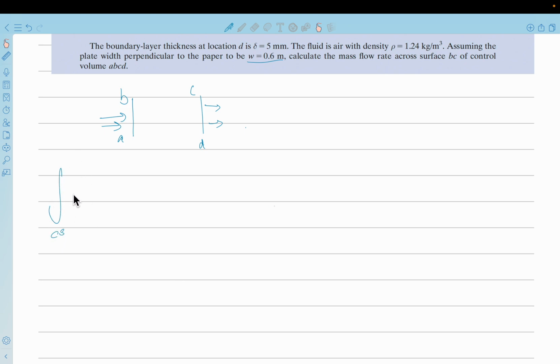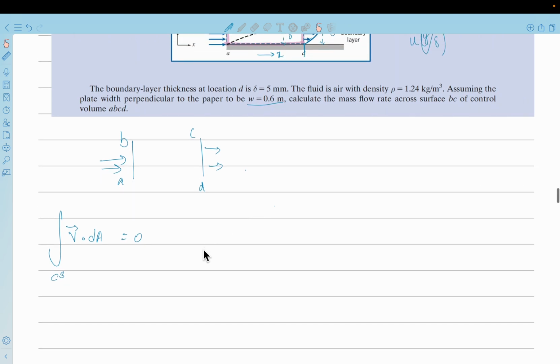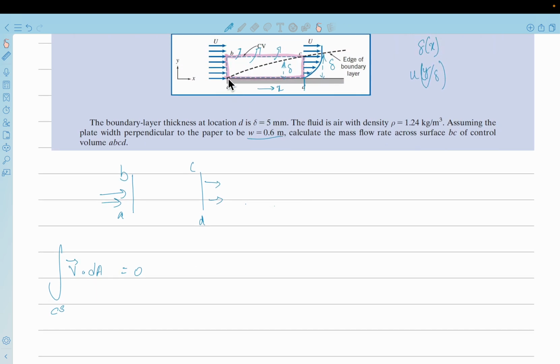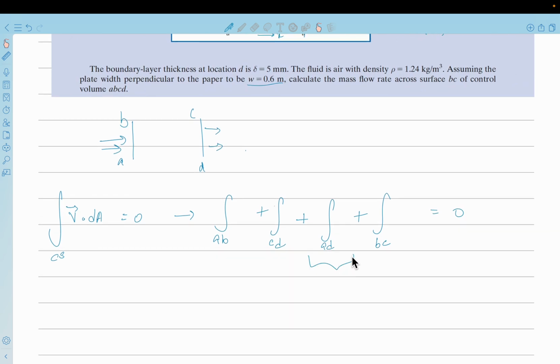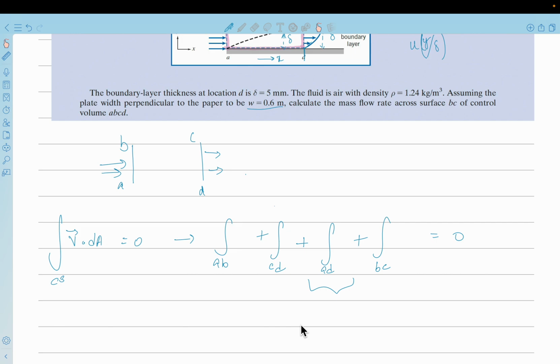Okay. So let us first write what we need to solve for. Across all the control surface, we have V dot dA equal to 0. What are all these surfaces? AB, AD, DC and BC. Right, so I can write integral over AB plus integral over CD plus integral over AD plus integral over BC, and this will be 0. Now what about integral over AD? Why?